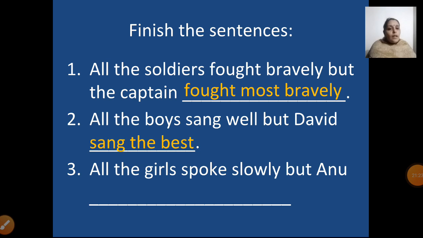The third one: all the girls spoke slowly, but Anu spoke most slowly. All the girls spoke slowly, but Anu spoke most slowly. Okay, children, clear till here? Yes? So, shall we move ahead?